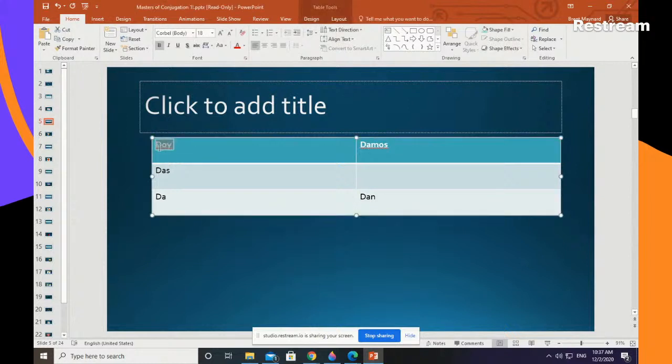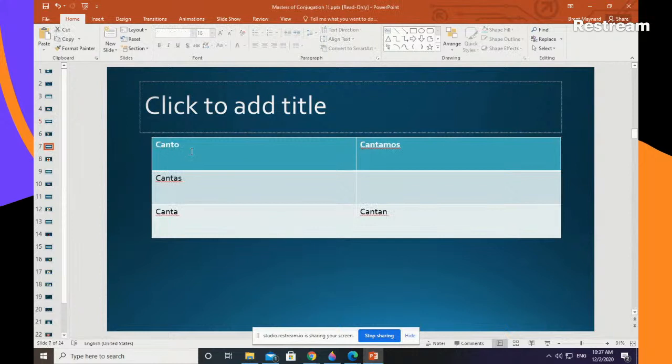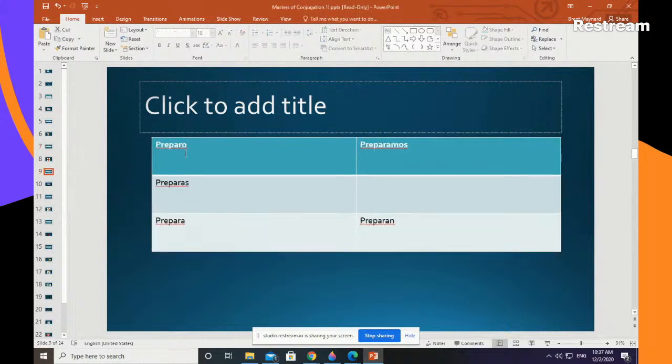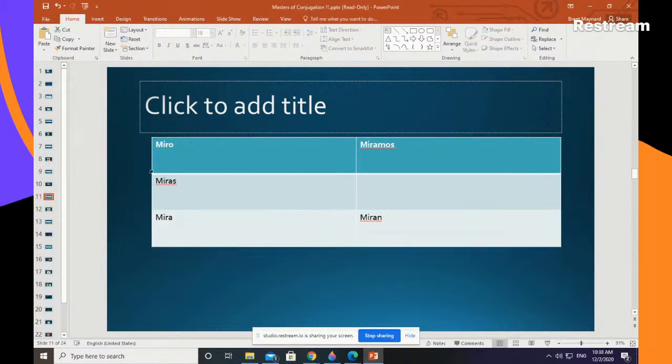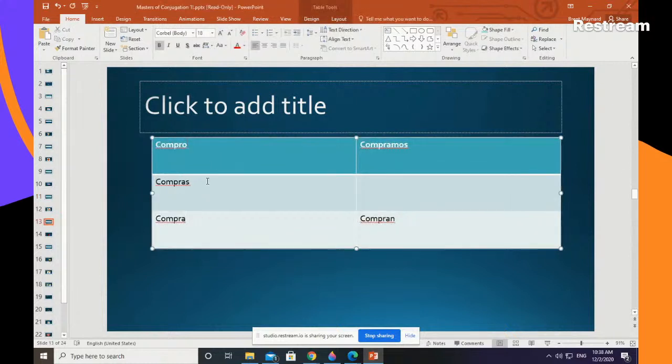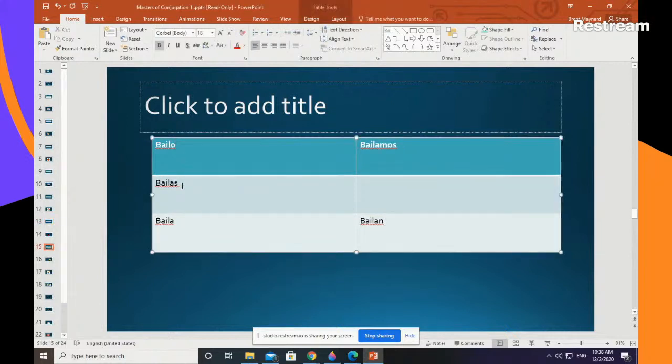Doy, that's irregular. It's a very common irregular thing that happens in AR verbs. Doy, das, da, damos, dan. So just that one is different. Everything else follows the pattern. Canto, cantas, canta, cantamos, cantan. Preparo, preparas, prepara, preparamos, preparan. Miro, miras, mira, miramos, miran. Compro, compras, compra, compramos, compran. Bailo, bailas, baila, bailamos, bailan.